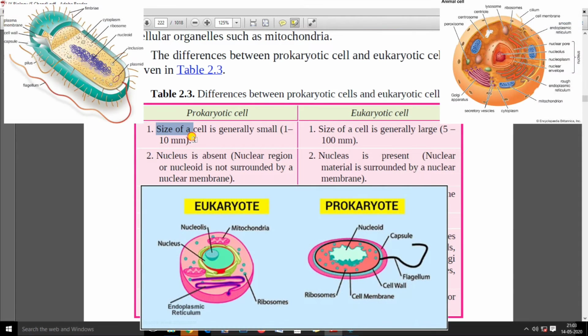So the main difference between these two types of cells is that in prokaryotic cell, nucleus is absent. That means nuclear region is not surrounded by nuclear membrane. On the other hand, in eukaryotic cell, nucleus is present. That means nuclear material is surrounded by nuclear membrane.